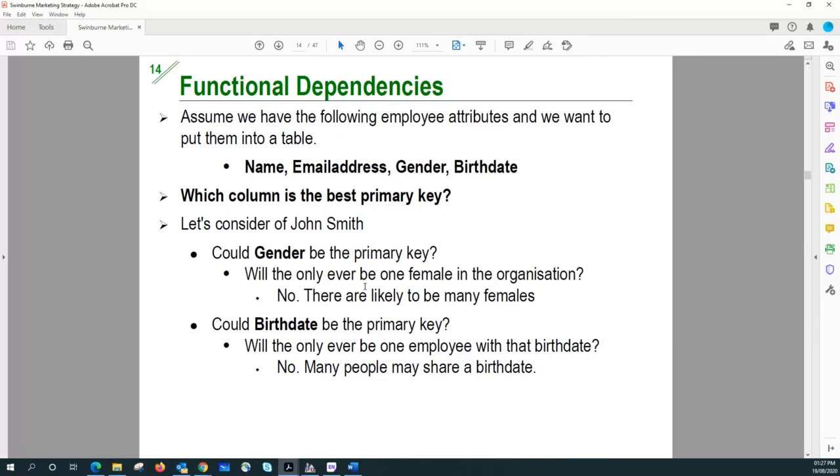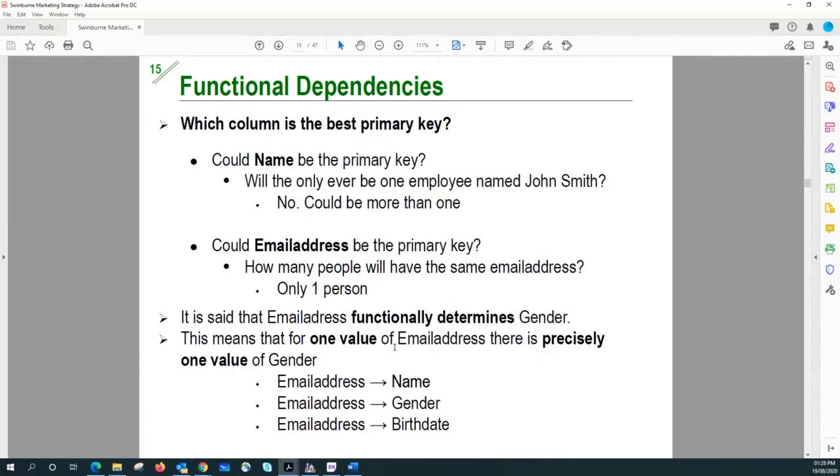Okay, can I take the birth date as a primary key or birth date as a determinant? Obviously, we can have a maximum of 365 unique scenarios. Obviously, we can have more than that, or we can have two people having the same birth date. So that means any of the values in the birth date column will not functionally determine uniquely the value of the other attributes, right?